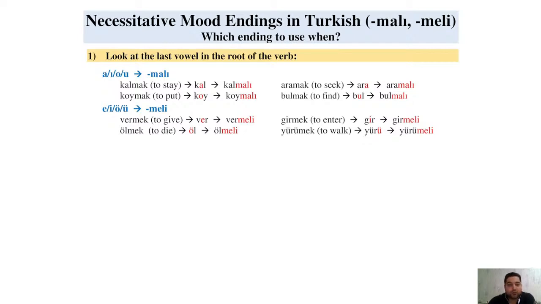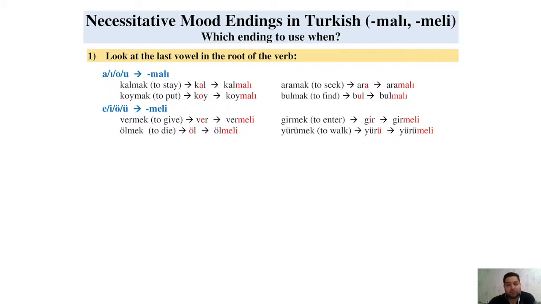For the soft vowels e, i, ö, ü, look at the examples: vermek, ver, vermeli; ölmek, öl, ölmeli; girmek, gir, girmeli; and lastly yürümek, yürü, yürümeli.